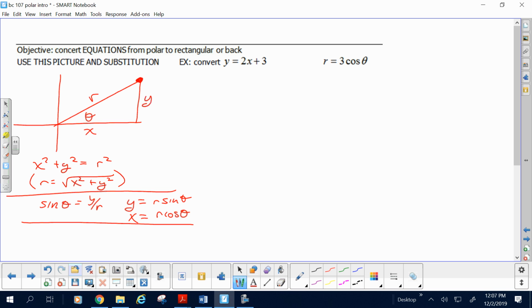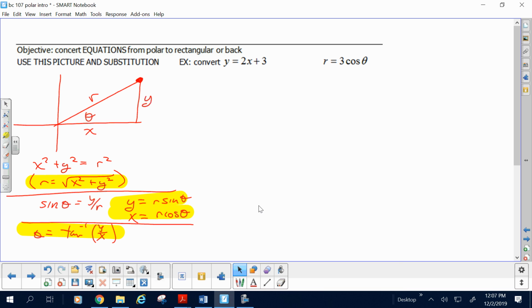And what about the theta, x, y relationship? Inverse tangent of y over x. Y over x equals tan theta. So, with those, I'll call them 4 facts, you can make jumps from one equation form to the other.